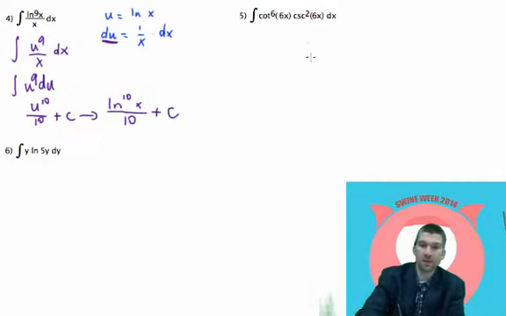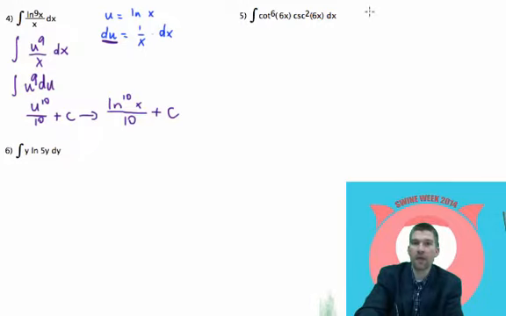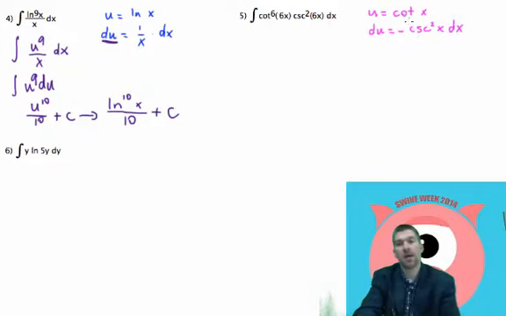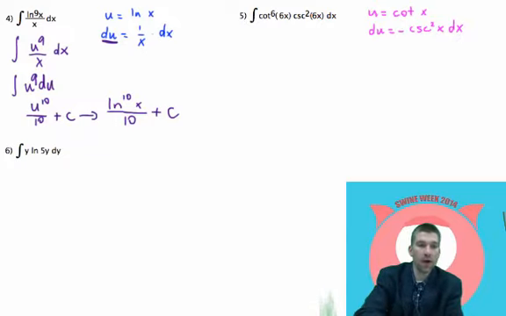Question 5 is also a substitution situation, and we have to look at this and go, okay, I've got something to the 6th power, something squared. Which one of these is the derivative of the other? If you look at your trig sheet, or a derivative sheet, we'll see that the derivative of the cotangent is cosecant squared. So we'll let u equal cotangent x. Du would be negative cosecant squared x dx. And again, because we multiply both sides by the dx, go ahead and write what we've got so we can have a little look.